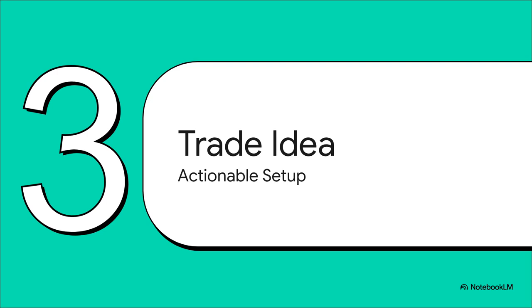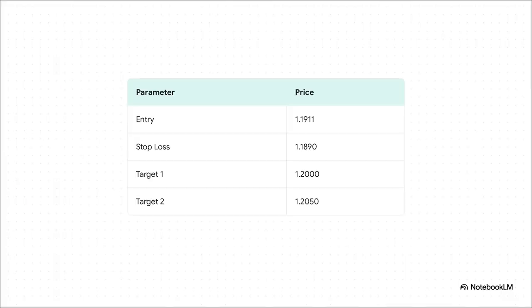Let's move right along to Section 3, the trade idea explained. So here are the exact parameters of the setup we're looking at. Now pay close attention here, because while the overall macro trend is clearly bearish, this specific idea evaluates a short-term counter-trend bounce right off a major floor.